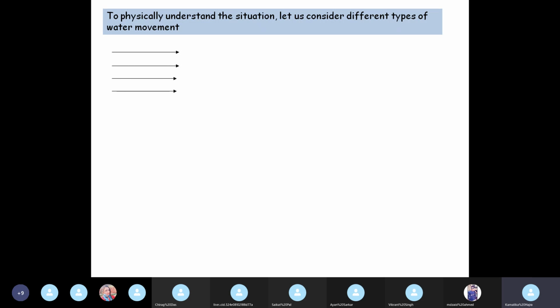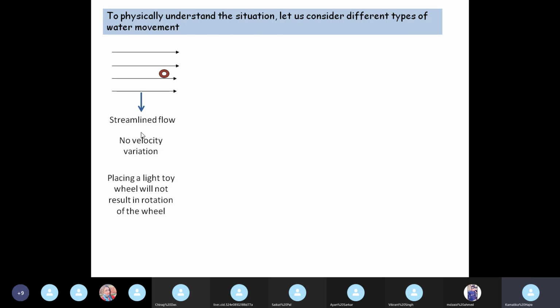This is just a little bit of very simple pictures to try to make you understand what curl is. Suppose we have water movement. These lines represent the flow of water, different layers. Here there is a constant velocity, streamlined flow, no velocity variation. If you keep a small plastic wheel like this, since there is constant velocity, the wheel will just stay like that. It will move with the water, but it will not rotate. Placing a light toy wheel will not result in rotation of the wheel.